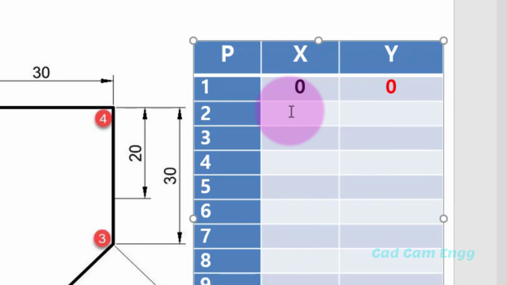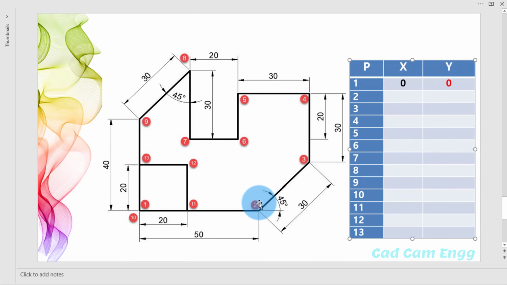So I give 0, 0 and then point number 2. So this is our point number 2. For point number 2, the x-axis value, I know, is 50. Then the y-axis value is 0. Then point number 3, this is 45 degrees inclined, and I know only the 45 degree angle and the 30 mm length. So I don't know the x-axis and y-axis values.